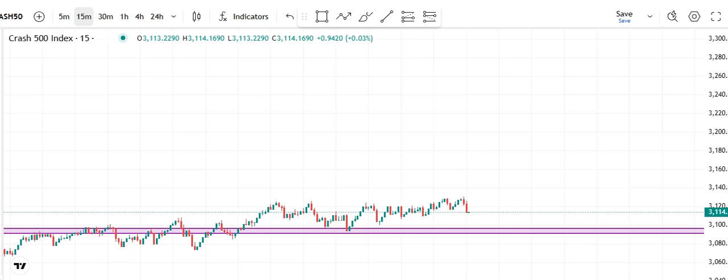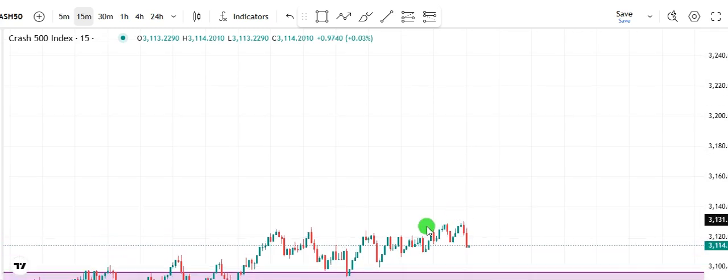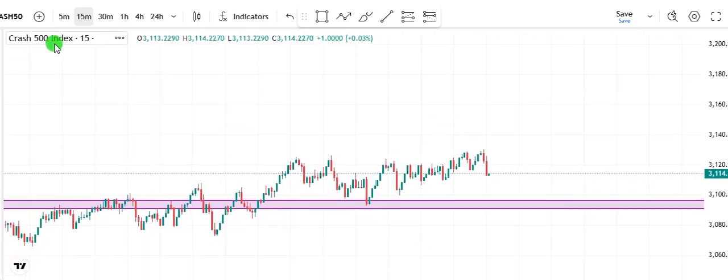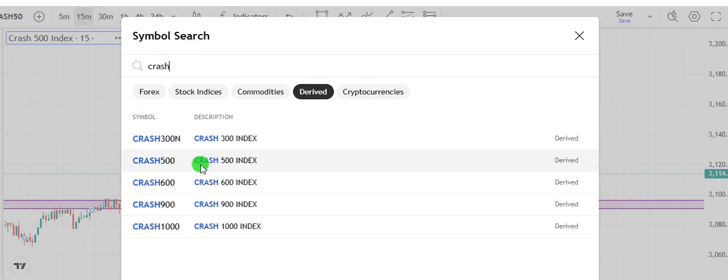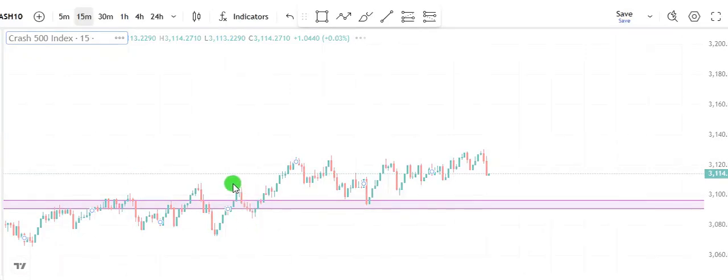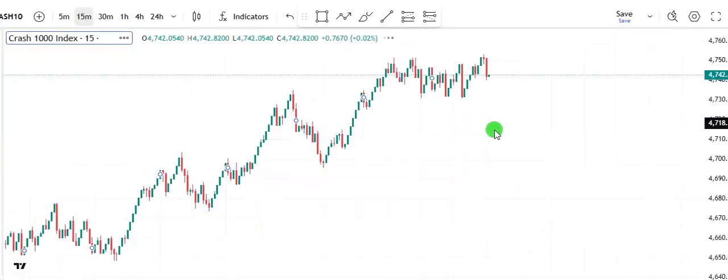Let's see the 15-minute charts. No, no. I'm staying out of Crash 500 for today. Remember, we do this every single day. So if today there's no trade, that does not mean tomorrow there will be no trade. So tomorrow we'll definitely be dropping another analysis. So since we are staying out of Crash 500 for today, let's see Crash 1000, if you can see trade opportunities.